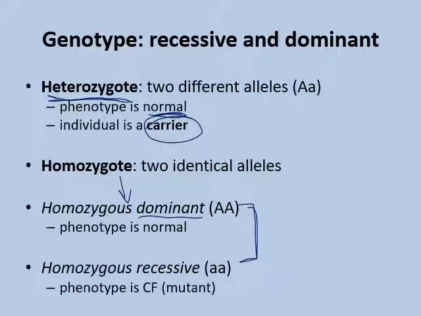A carrier is only a heterozygote. So say you have a homozygote that is homozygous recessive, they're obviously carrying that little a, but they're not considered a carrier. They're considered a mutant, or they have that phenotype, right? A carrier is only a heterozygote. So be careful with this. You will see it on exams and quizzes. Carriers are only heterozygotes, okay? So you know if someone's a carrier, they've got to have one dominant and one recessive, okay?